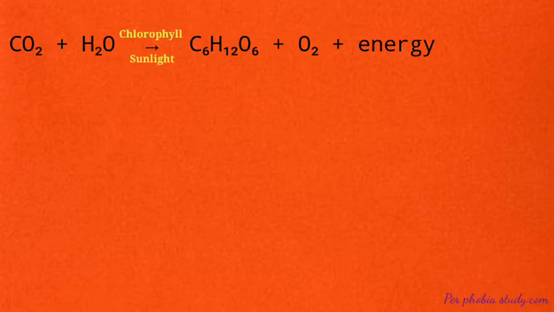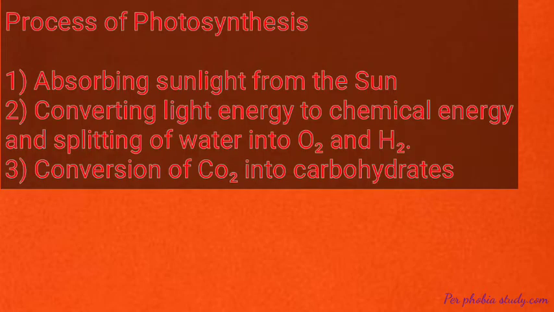So the chemical equation of this reaction can be written as CO2 plus H2O, in the presence of chlorophyll and sunlight, produces C6H12O6 plus O2 plus energy. We can write this phenomenon of photosynthesis as: first, absorption of sunlight by chlorophyll; second, conversion of sunlight energy into chemical energy, and splitting of H2O into hydrogen and oxygen; and third is conversion of carbon dioxide into carbohydrates.